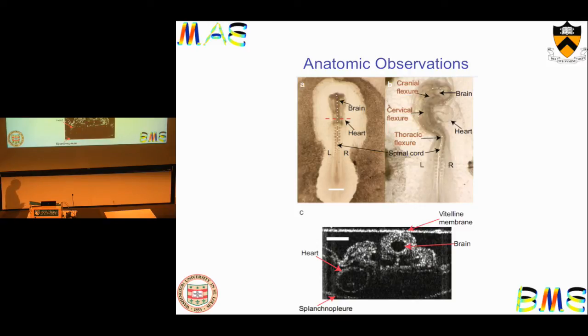And this is the heart. And there's another membrane right beneath the heart called the splanchnopleure, or SPL. And the brain bends. The bending of the brain is also termed flexure. There are several flexures. In between forebrain and midbrain, there's the cranial flexure. Around the hindbrain and the spinal cord, there's the cervical flexure. And in the spinal cord, there's another flexure which has a different sign of curvature, in the opposite direction to those two, which we'll call the thoracic flexure.